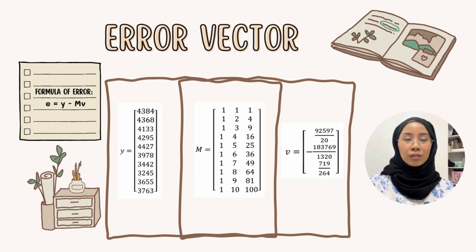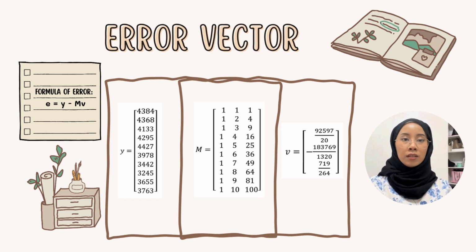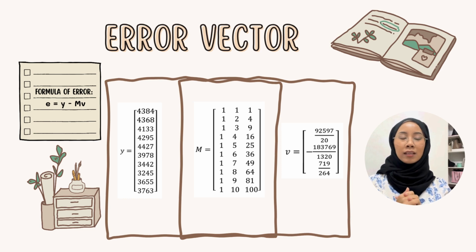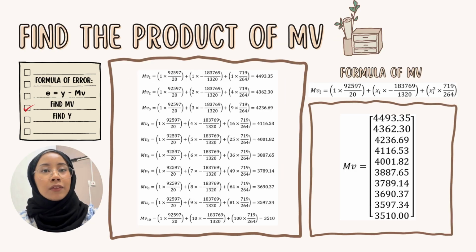Now I am going to show you the manual calculation of error vector. As we all know, the formula of error vector is the difference between y and the product of mv. We have obtained all the values of y, m, and also v is just the method of substituting and calculating. Now that we have the formula for the error vector, which is e equals y minus mv, our next step is to find the values of mv.